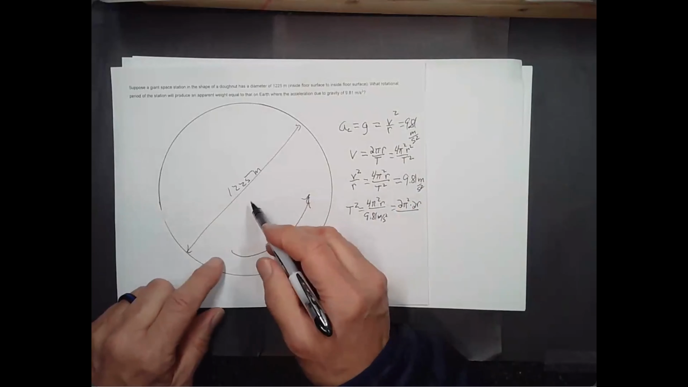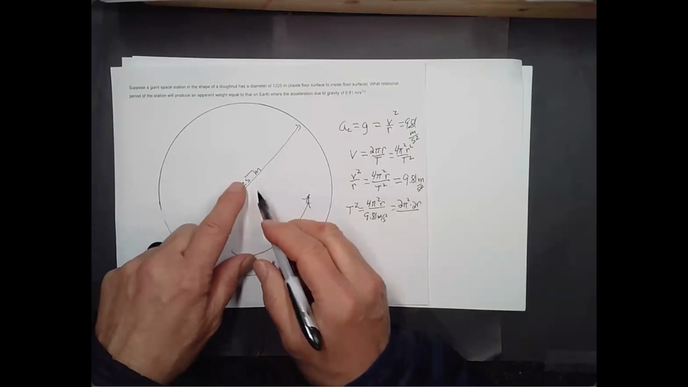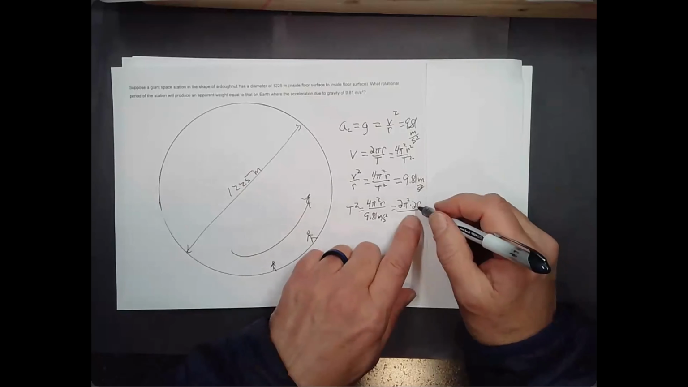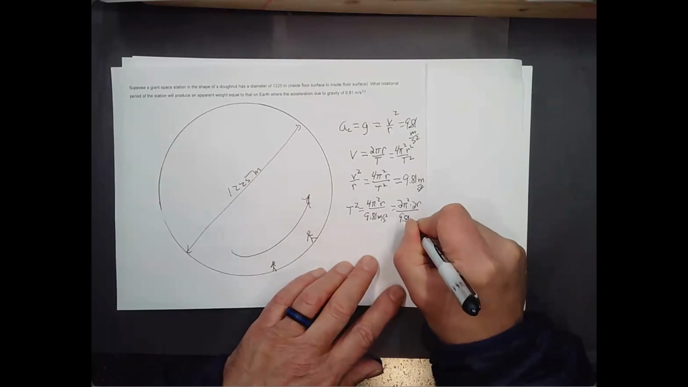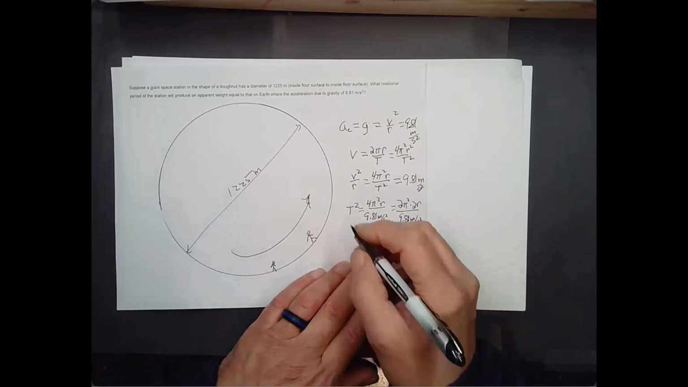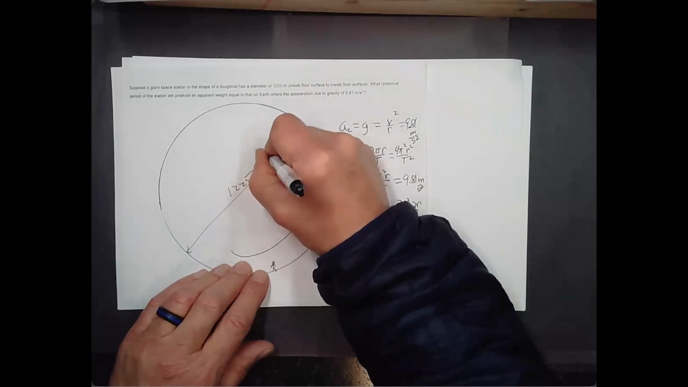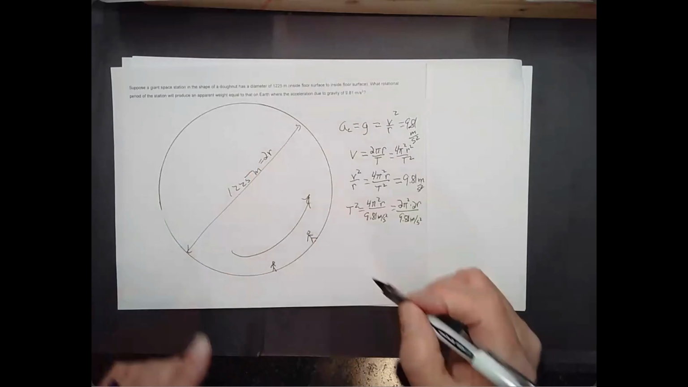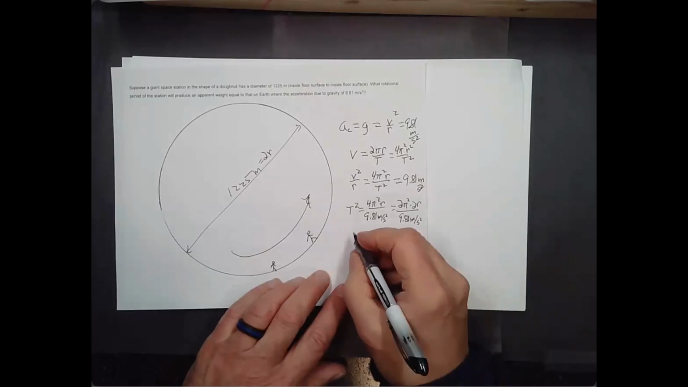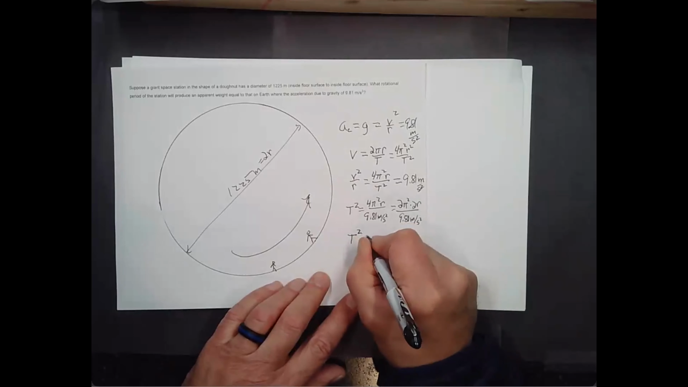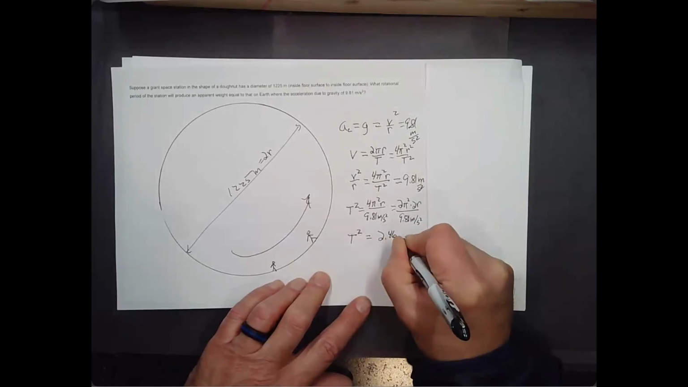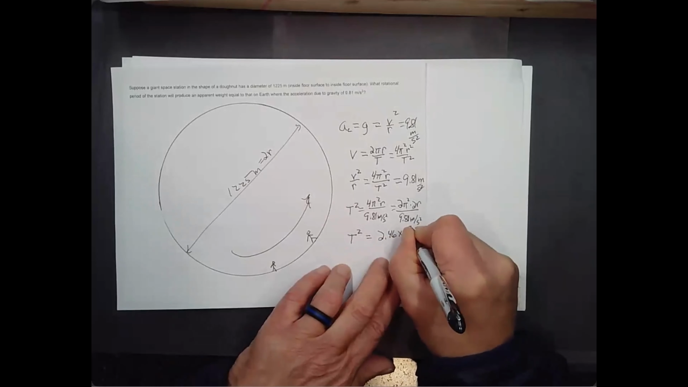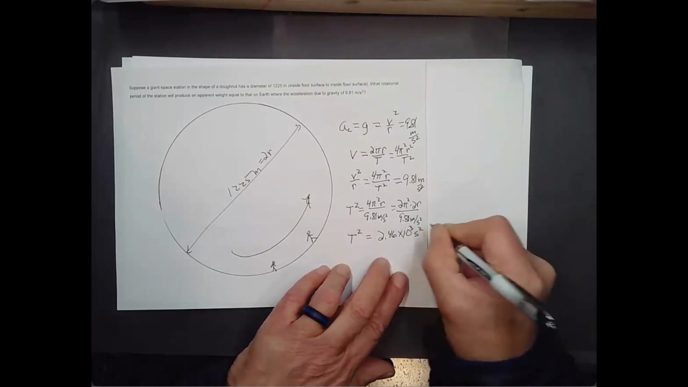I mean, it'd be 612.5 meters, but I'm just going to leave it that way. And then divide by 9.81 meters per second squared. So this thing is equal to 2 times the radius of it because it's the diameter. All right. Well, if you plug in the numbers, you find out you get t squared is 2.46 times 10 to the third seconds squared.